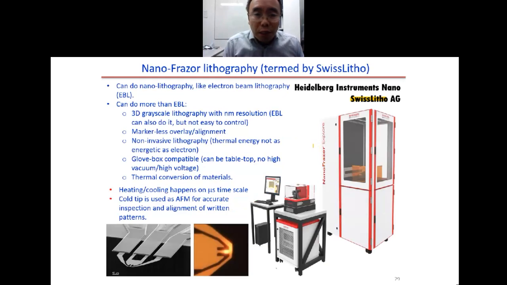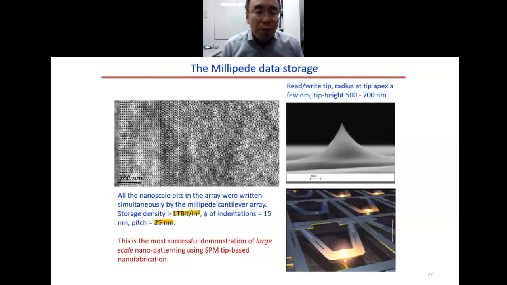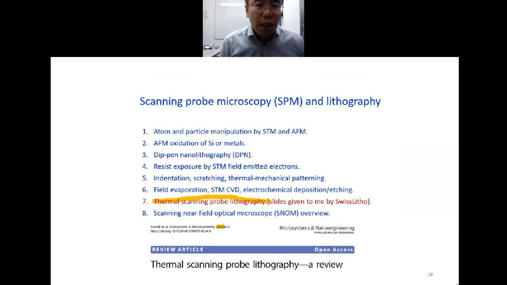So for this thermal lithography, we also use a heated tip. But here we have only one tip. With only one tip, you can have much more control and do different things. But if we have several tips, it's more difficult to control them individually.